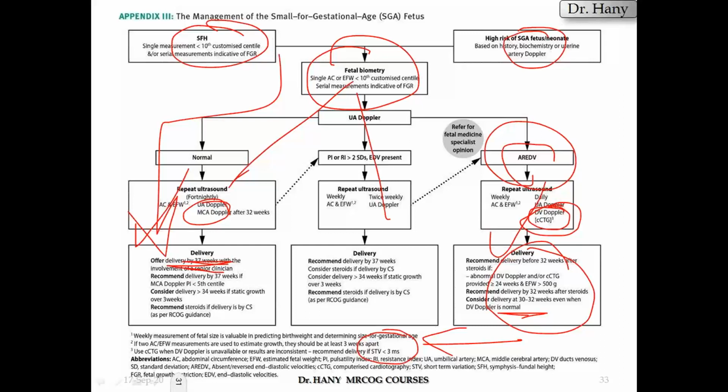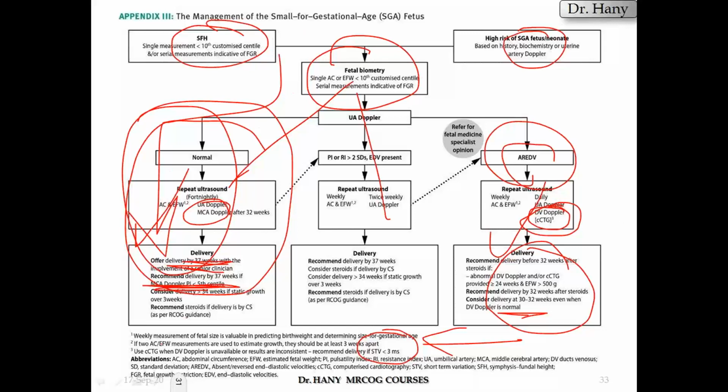If everything is normal, I will do induction of labor at 37 weeks. You see here, recommend delivery by 37 weeks if the middle cerebral artery Doppler is less than the 10th centile. Consider delivery if there is a static growth after 35 weeks for 3 weeks, and do cesarean section. But if there is normal Doppler, the first choice is induction of labor.